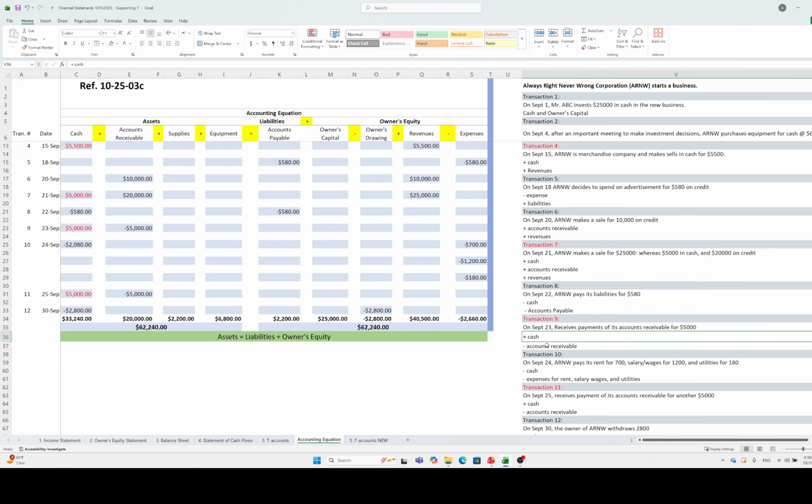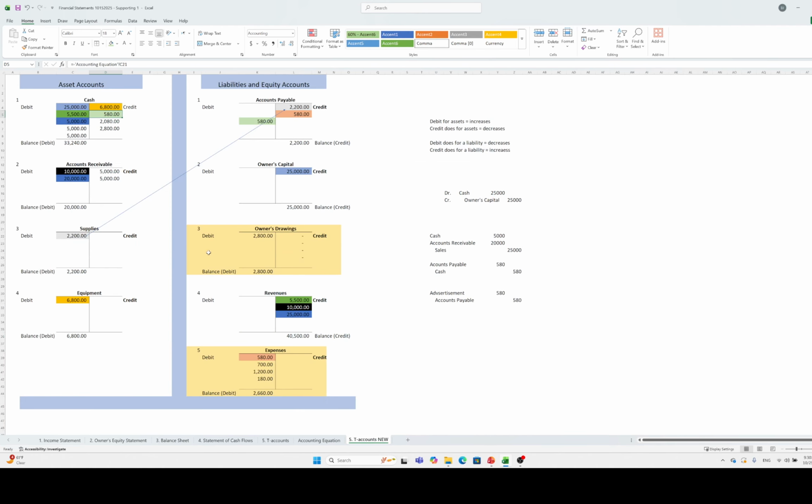Then on transaction number 9, the company receives payment of its accounts receivable for $5,000. So that means cash is debited for $5,000. It's a change of account. Let me put another color, this color, and then accounts receivable is credited.